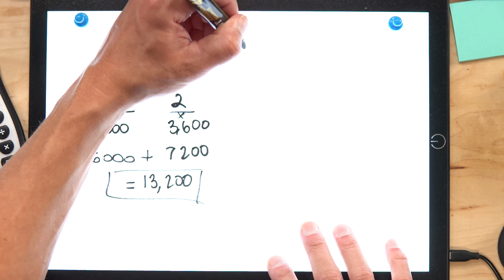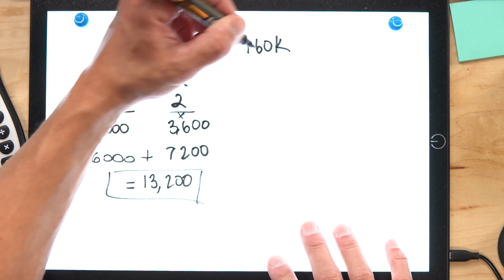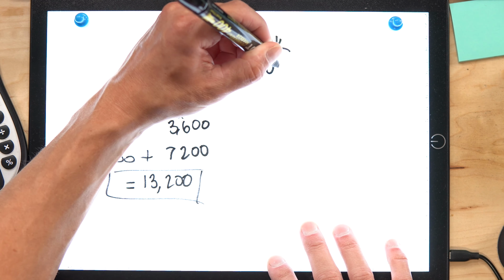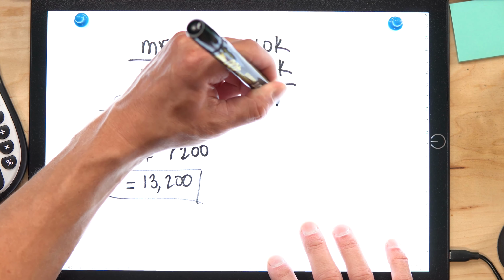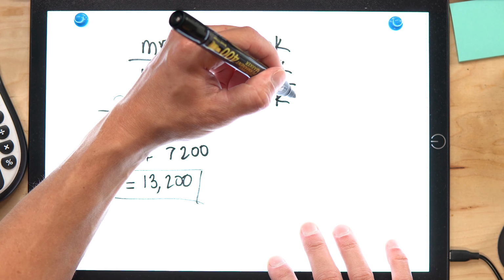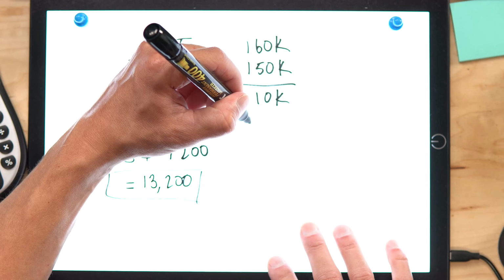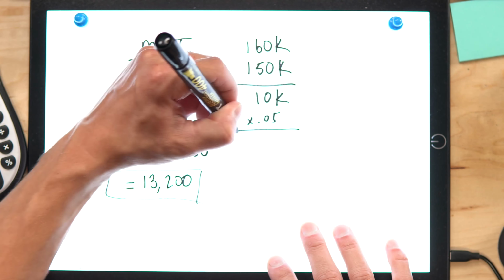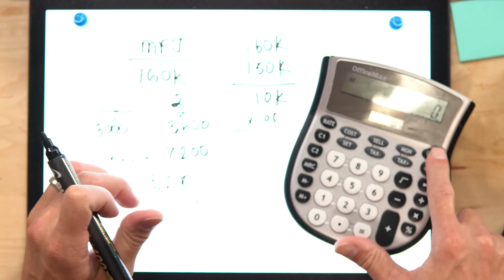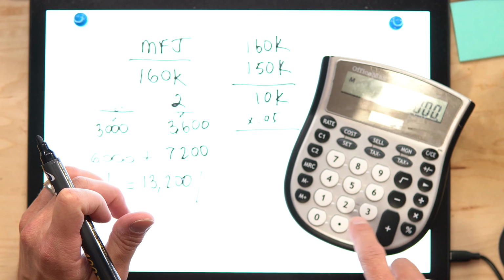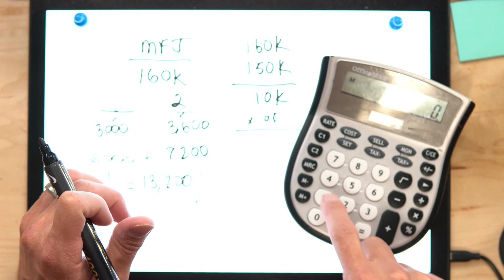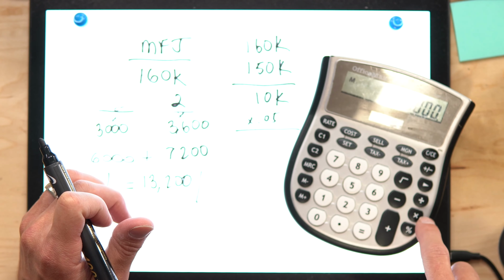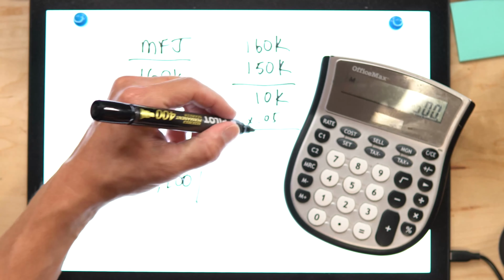Now we have to figure out what our phase out is. So 160,000 is our adjusted gross income, and our phase out begins at 150,000. Subtracting gives us $10,000. So we take our $10,000 and multiply it by 0.05 or 5%. So $10,000 times 0.05 is going to be $500.